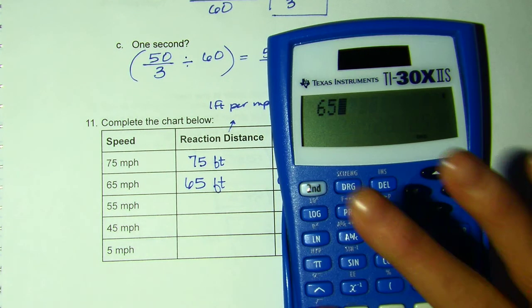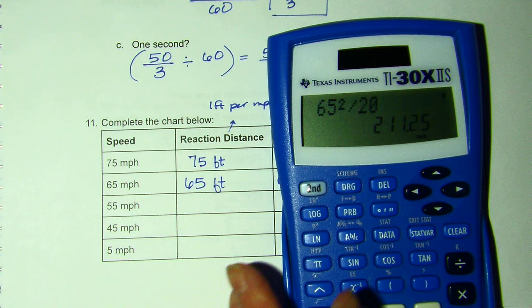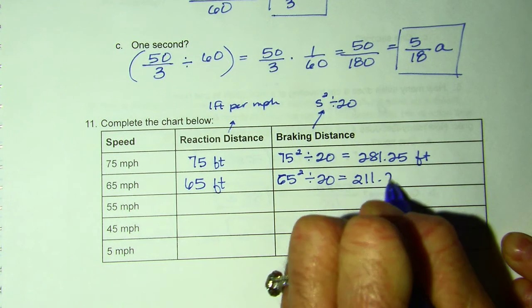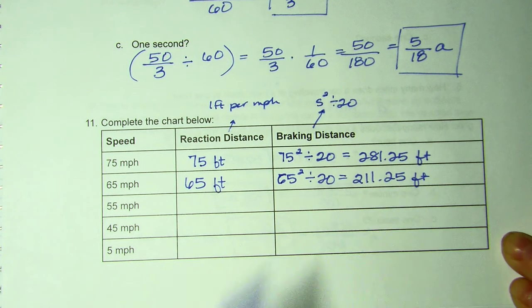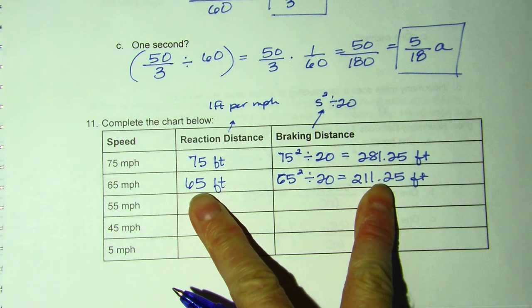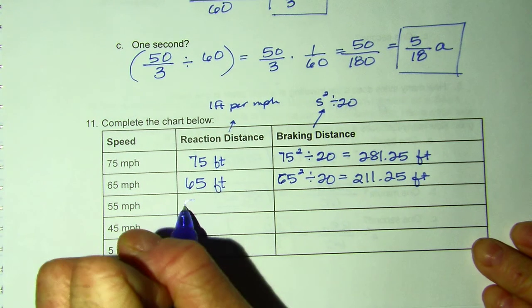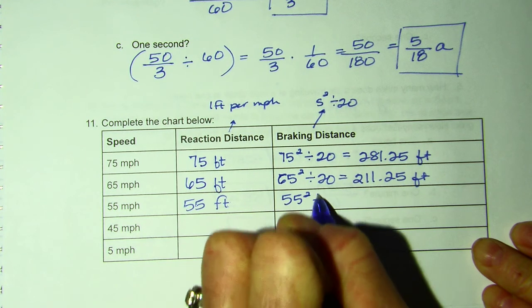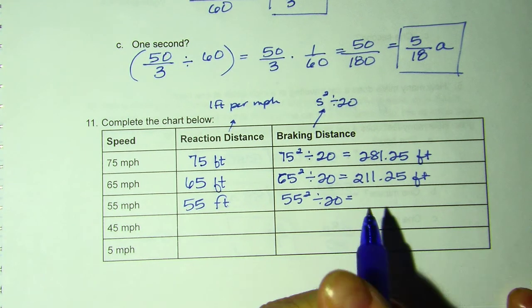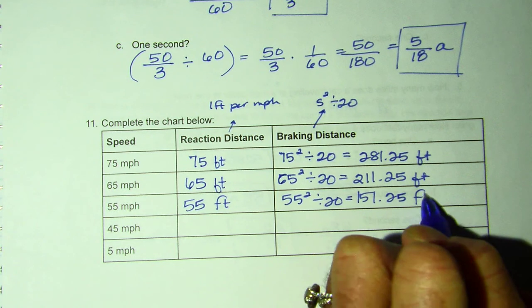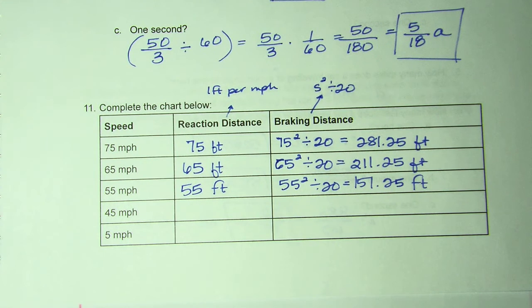So 65 squared divided by 20, and I get 211.25 total feet. So these added together would be your total, almost 300 feet. Next one, 55 feet. This would be 55 squared divided by 20, which gave me 151.25 feet. So hopefully you're noticing the slower that you're driving, the less feet it would take for me to react and brake.